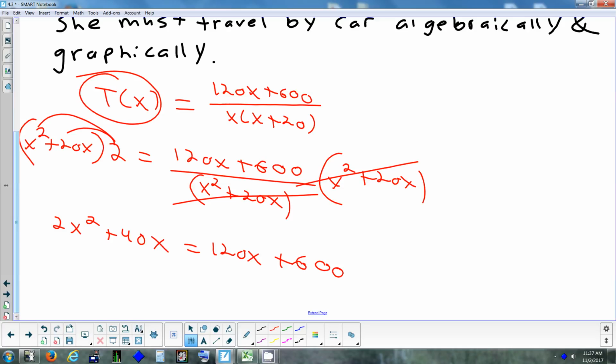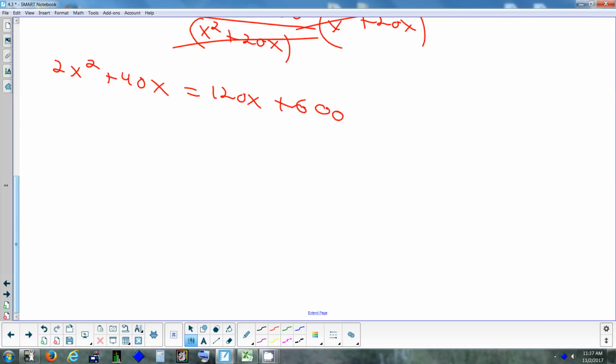See, look at the highest exponent. That tells you what kind of equation it is. Quadratic. It's quadratic. Okay? When you solve a quadratic, you always get it equal to what number? 0. So take everything and let's put it over on the left side. So you're going to have 2x squared. What's 40x minus 120? Negative 80. Yeah, so negative 80x. And you're also going to subtract the 600. Now if you want, you could make this smaller by dividing everything by what? 2. You could do that.